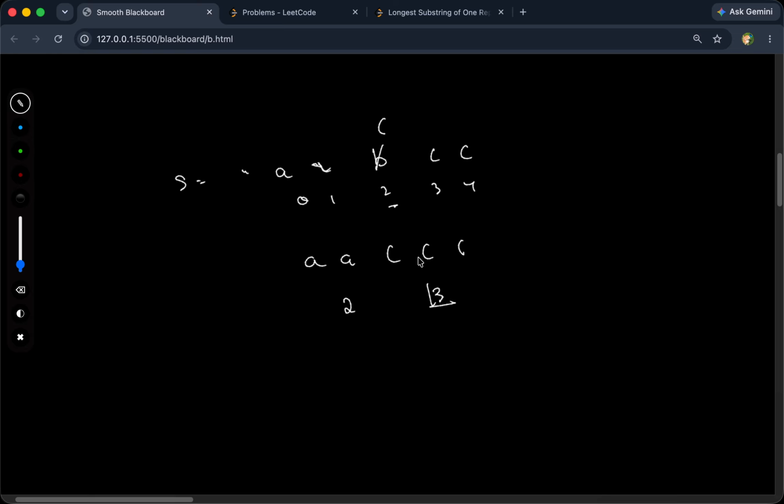How do we do this for every query? After every query we repeat the same process. Query 1: change the character, scan the entire string, find the largest group, store the answer. Then query 2: change the character, scan the entire string again, find the longest group again, and so on. It follows the same process.